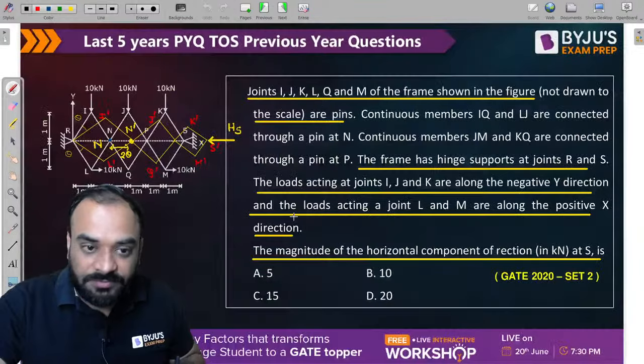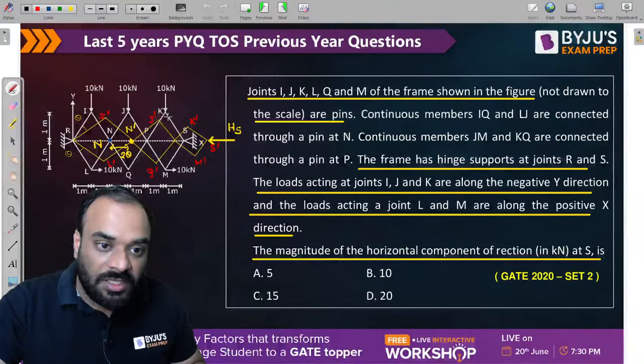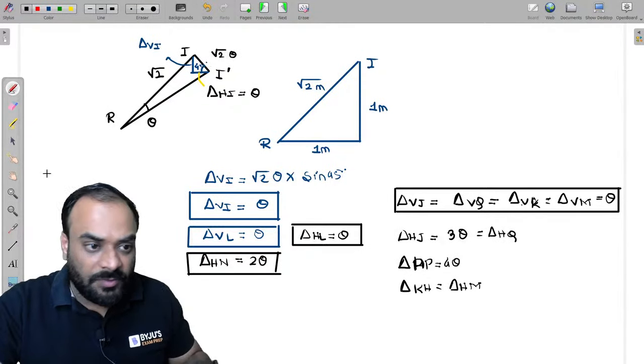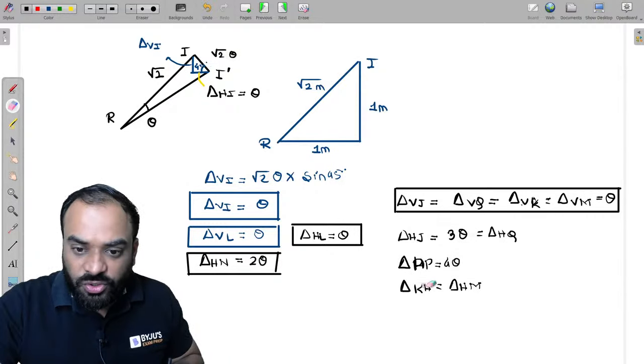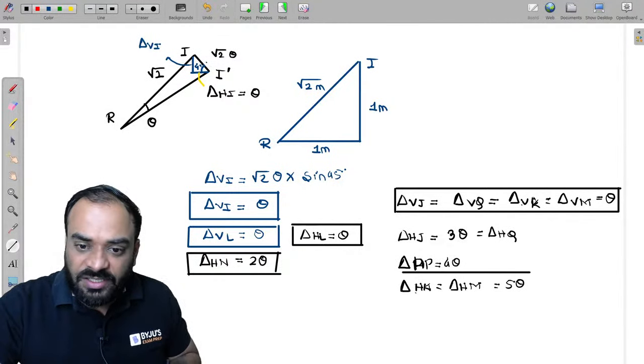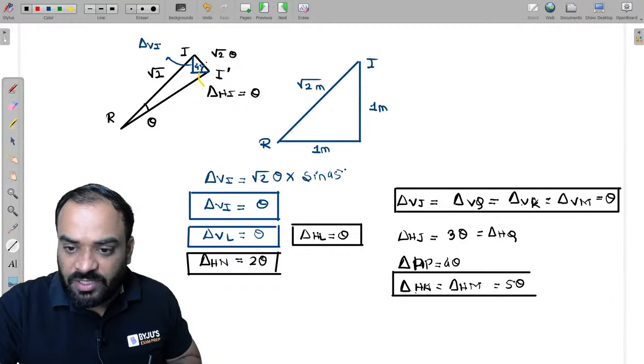Then delta KH and delta HM, right? These two values are also 5 theta. Now it will be 5 theta, right? ये कितनी हो जाएगी बच्चों? 5 theta. It will be 5 theta, right? सिर्फ थीटा थीटा ऐड करते जाइए हॉरिजॉन्टल के लिए सारे पॉइंट्स में, तो आपको वैल्यू मिलते जाएंगी, राइट? So these are the horizontal displacements of the joints.